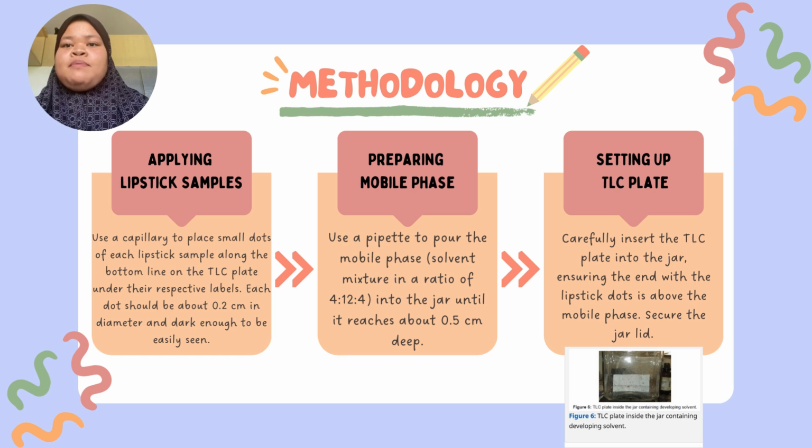Step 8. Preparing mobile phase. Use a pipette to pour the mobile phase solvent mixture in a ratio of 4:12:4 into the jar until it reaches about 0.5 cm deep. And step 9 is setting up the TLC plate. Carefully insert the TLC plate into the jar, ensuring the end with the lipstick dots is above the mobile phase. Secure the jar lid.